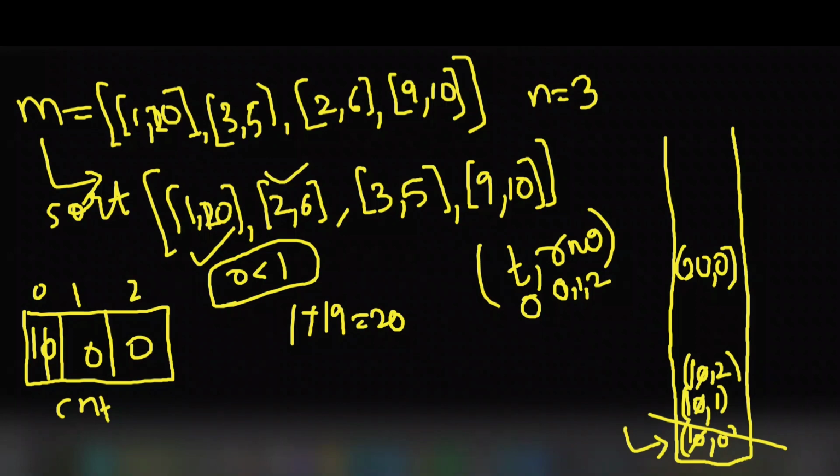Let's schedule the second one. We pop out the last element and see if its time is less than or equal to the start time of the current meeting. So we can say that 1 is less than 2 in both cases. So we can schedule the meeting here or in room 1. So just update it.